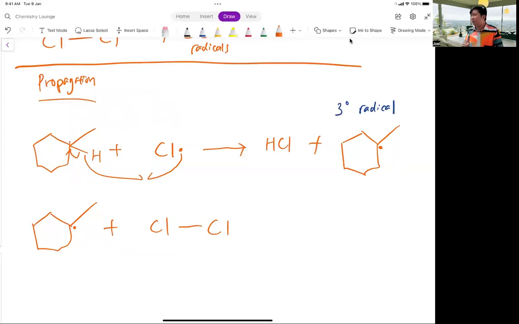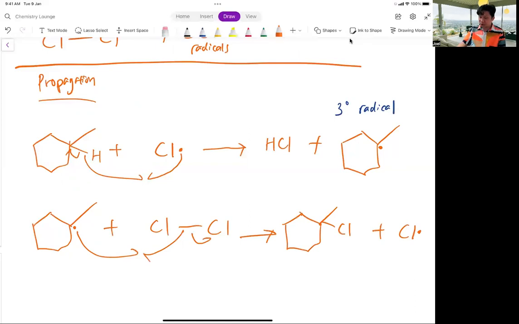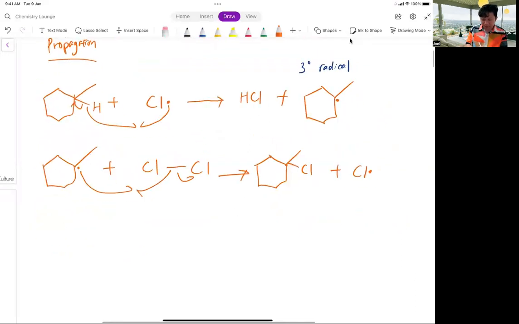Very good. Radicals want or don't want electrons? Yes, so donating is good. That's the idea. Then this part will form here, and then you form this. All this you need to know, very important nowadays, a lot of application. Then Cl dot, and the chain reaction continues.